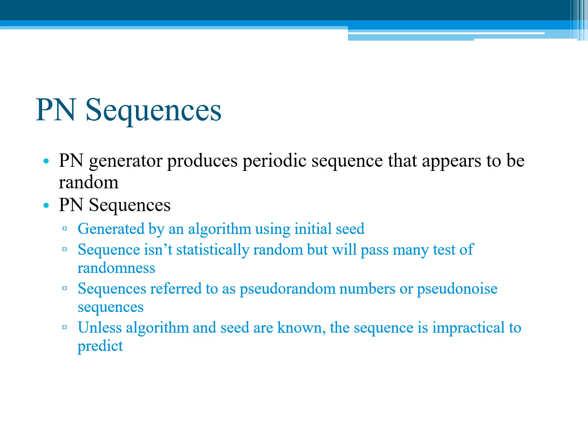So, the PN sequence. This PN generator produces a periodic sequence that appears to be random. The PN sequence is generated by an algorithm using an initial seed, and this sequence isn't statistically random but will pass many tests of randomness. These sequences are referred to as pseudo-random numbers or pseudo-noise sequences. Unless the algorithm and seed are known, the sequence is impractical to predict.